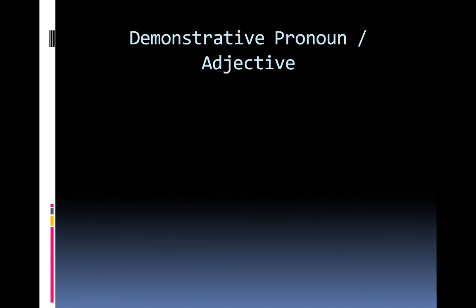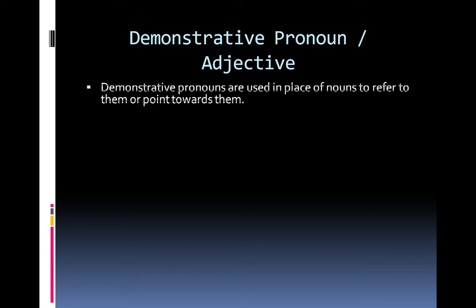And now, demonstrative pronouns. We'll be learning them in combination with demonstrative adjectives. Demonstrative pronouns are used in place of nouns to refer to them or point towards them. They are also words in a limited number. And to find the difference between demonstrative pronouns and demonstrative adjectives, it's the same tip.